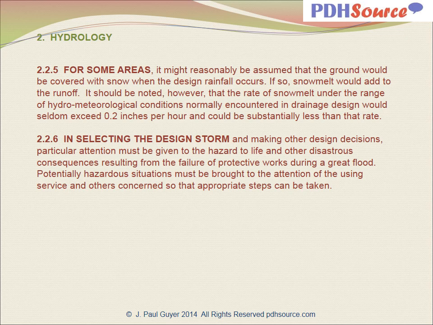In some areas, it may reasonably be assumed that the ground would be covered with snow when the design rainfall occurs. If so, snowmelt would add to the runoff. It should be noted, however, that the rate of snowmelt under the range of hydrometeorological conditions normally encountered in drainage design would seldom exceed 0.2 inches per hour and could be substantially less than that rate. In selecting the design storm and making other design decisions, particular attention must be given to the hazards to life and other dangerous consequences resulting from the failure of protective works during a flood. Potentially hazardous situations must be brought to the attention of the appropriate authorities.